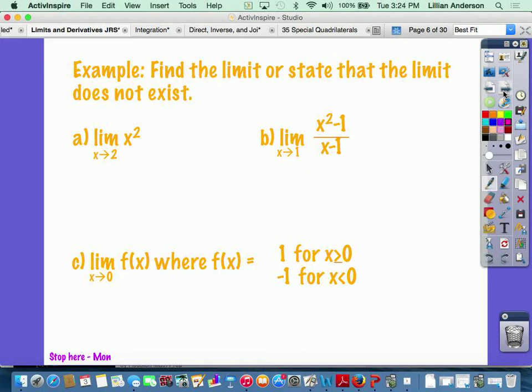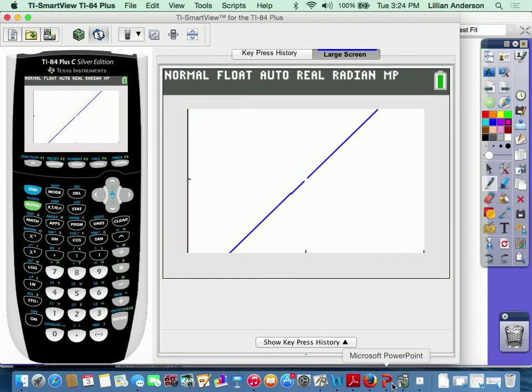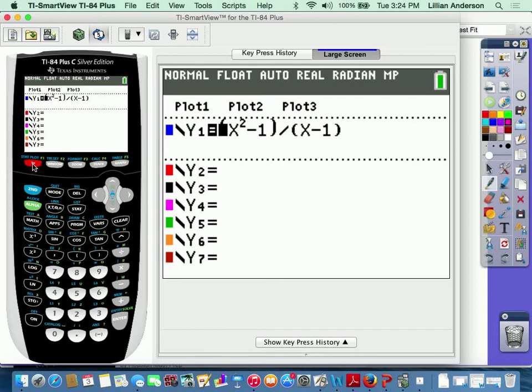It says find the limit or state that the limit does not exist. We'll look at the first one, x squared. For this, you'll need your calculator, okay? So pull it out. All right? And under y equals 1, you're going to type in that function x squared. So go ahead and do that.